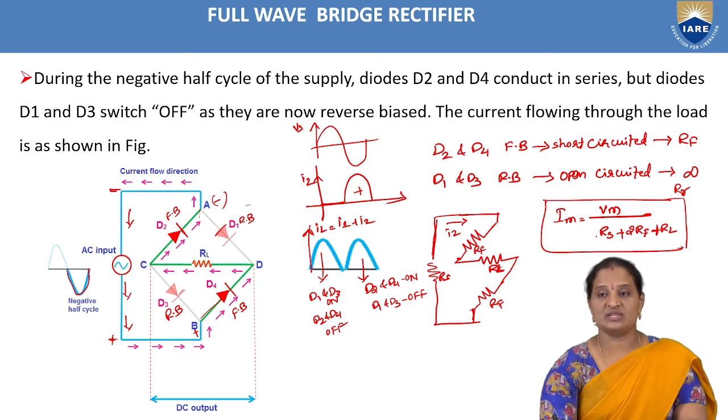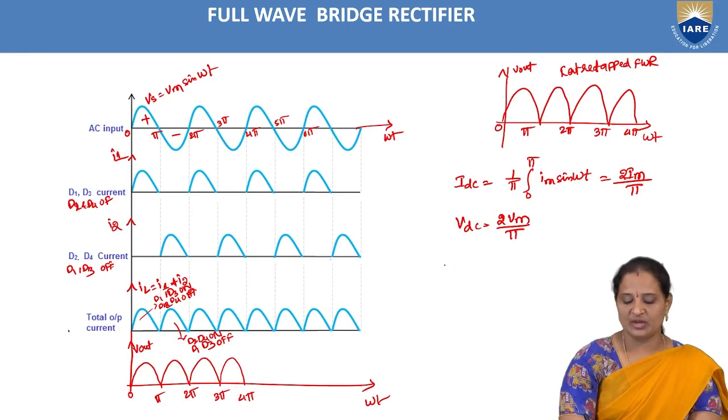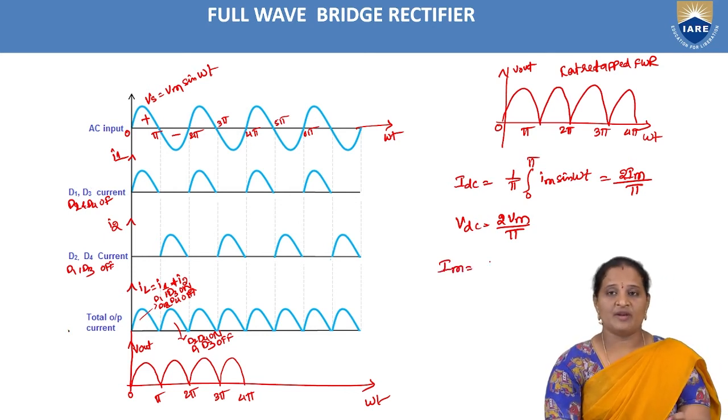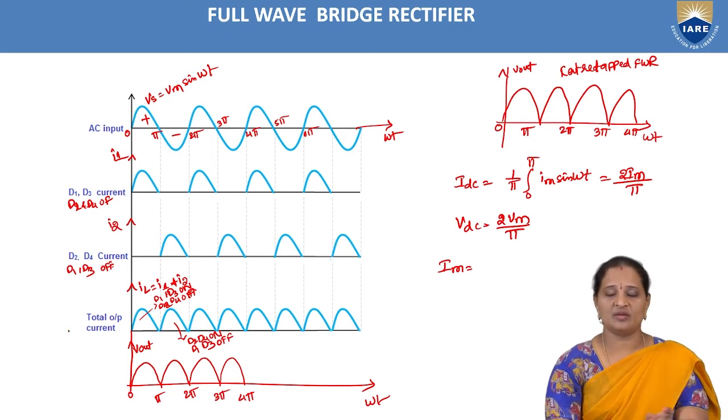So IM is equal to VM by RS plus 2RF plus RL. That means we need to observe that there is only one difference between the center tap full wave rectifier and the bridge rectifier. In the center tap full wave rectifier, only one diode conducts, so we have to consider RF, that is the forward resistance of the diode which is on at that particular moment.